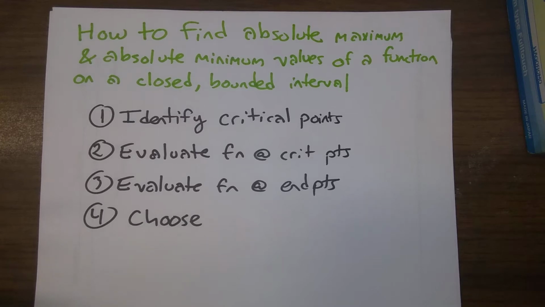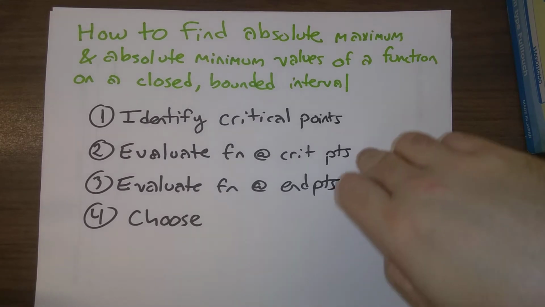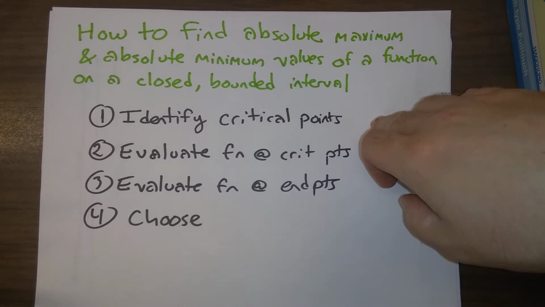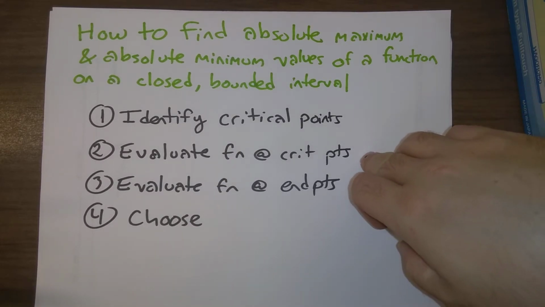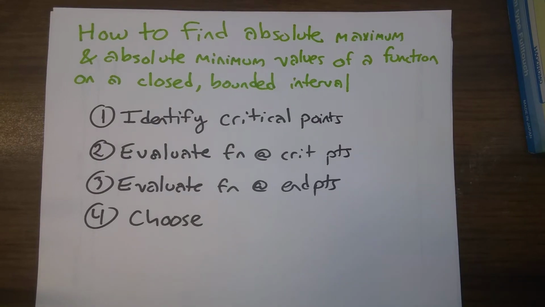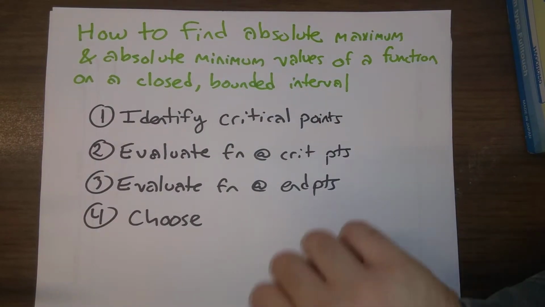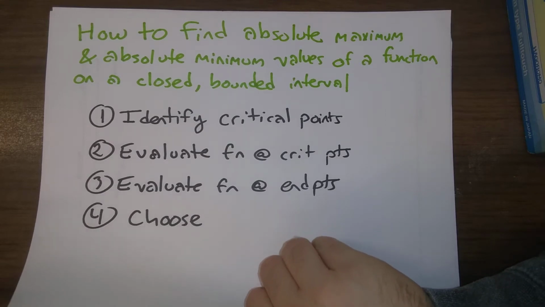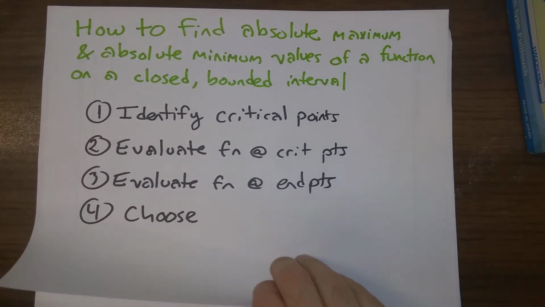In our previous video, we ended with this outline for how to find absolute maximum and absolute minimum values of a function on a closed bounded interval. We identify the critical points when the derivative is equal to 0 or is undefined. We evaluate the function at those critical points. We evaluate the function at the endpoints, and then we choose which ones give us the largest and the smallest values. Let's do a couple examples of that.